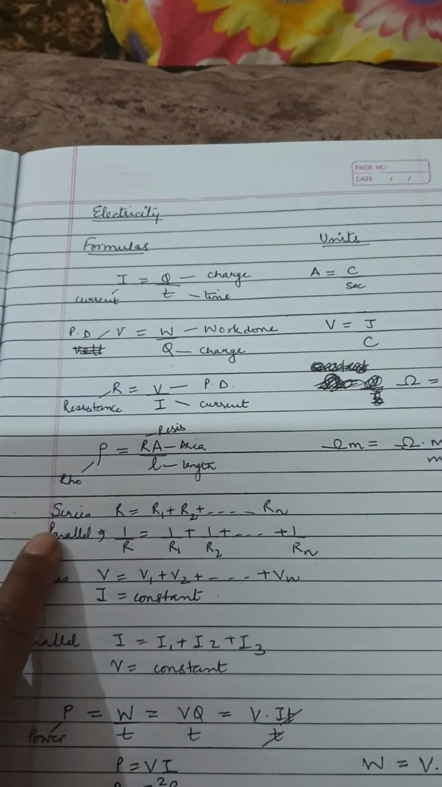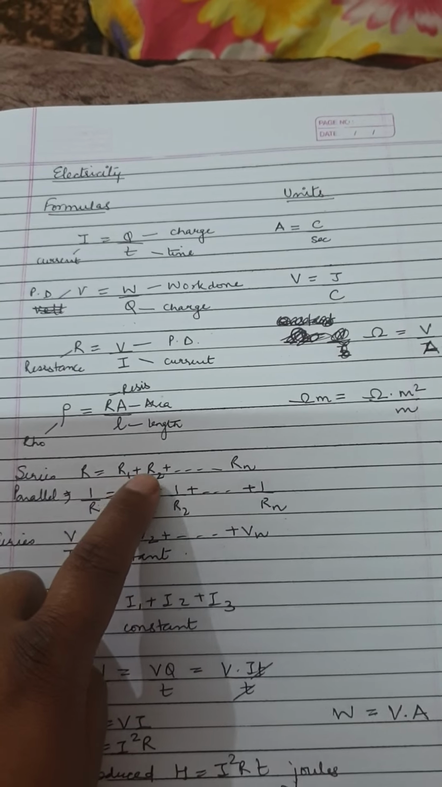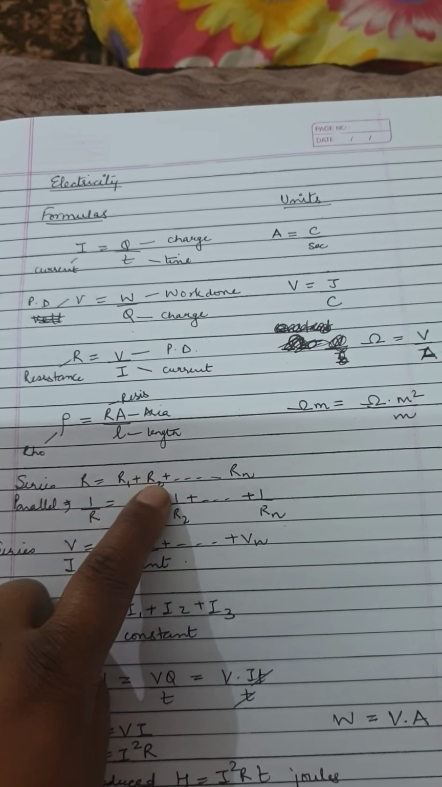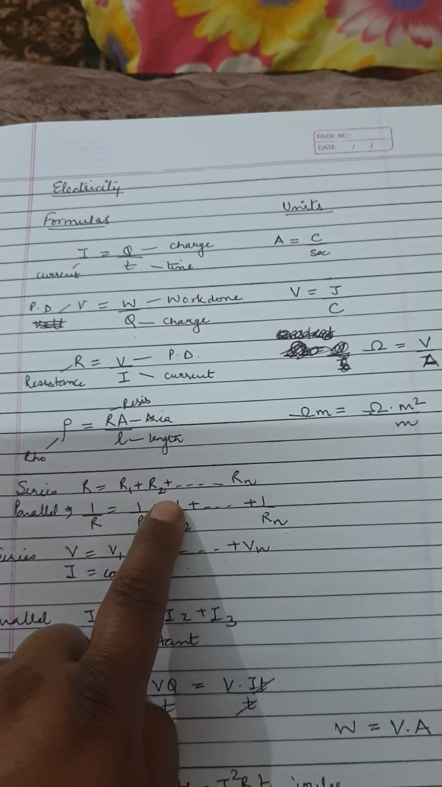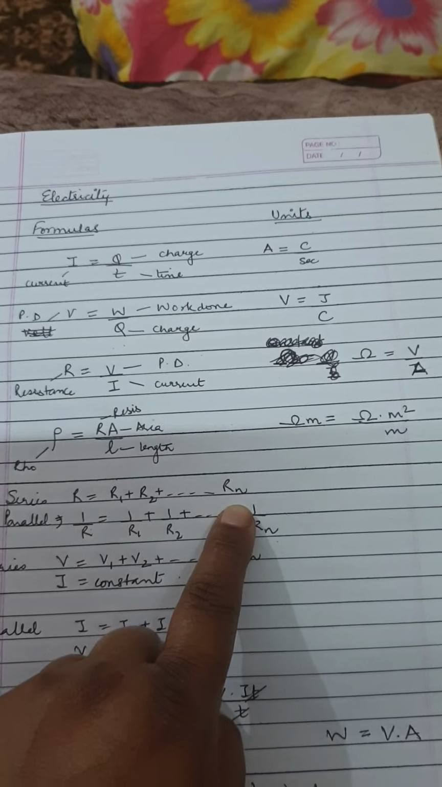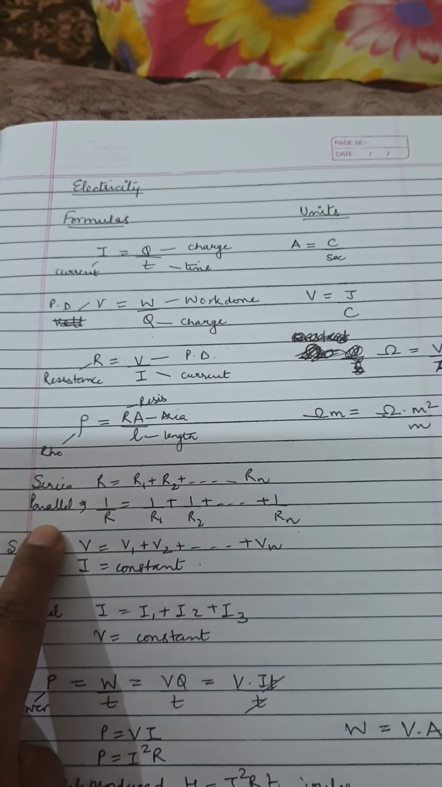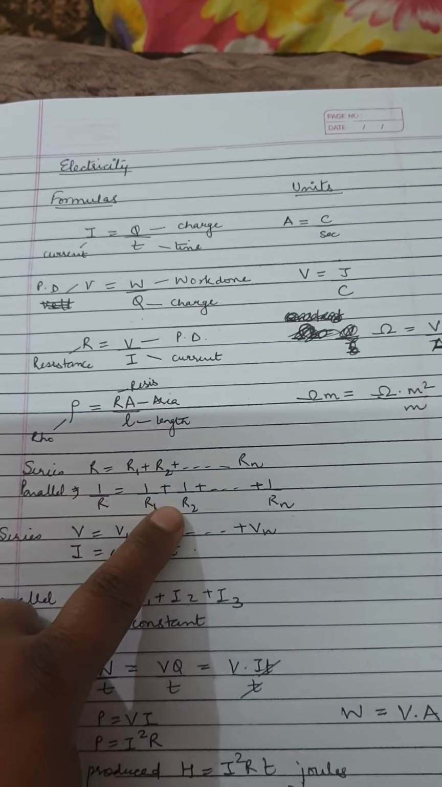We know that when resistances are connected in series, the total resistance is the sum of each resistance, which is R is equal to R1 plus R2 and so on for all the resistances together. And when they are connected in parallel, 1 upon R is equal to 1 upon R1 plus 1 upon R2, and so on.